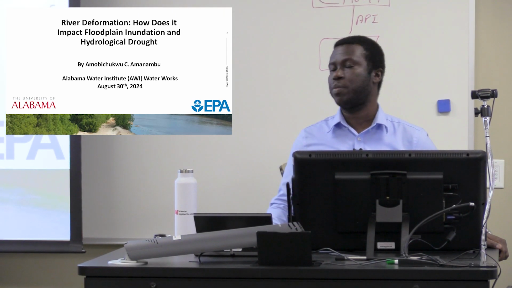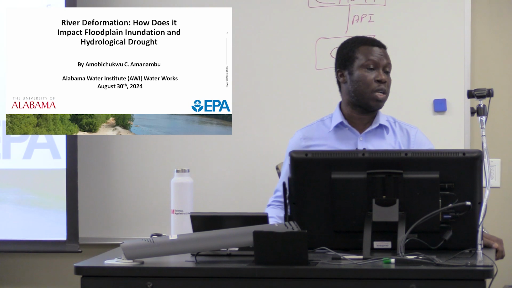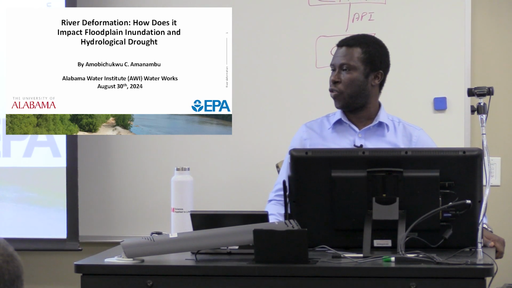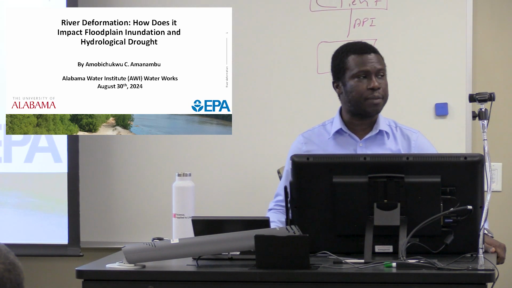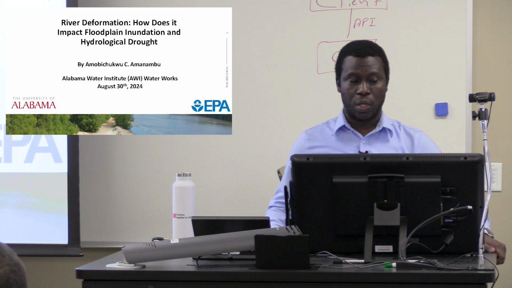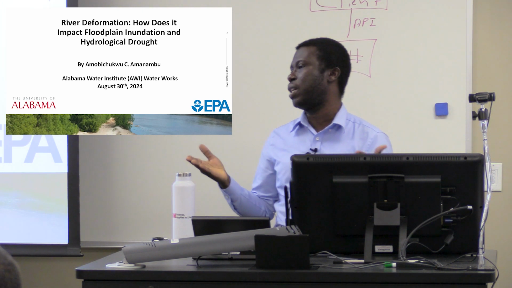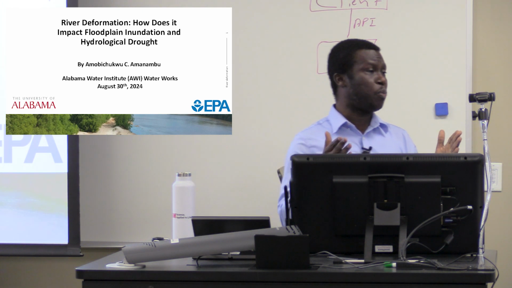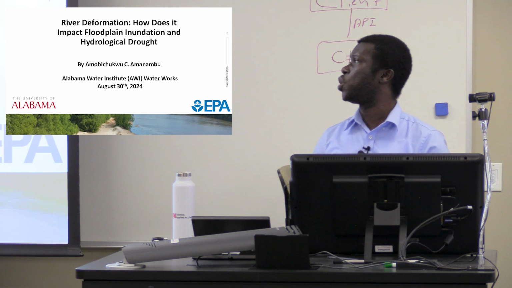And hydrological systems could be groundwater, surface water. But today, I'm focusing on surface water with emphasis on rivers. The topic today is on river deformation, how it actually affects floodplain inundation and hydrological drought.